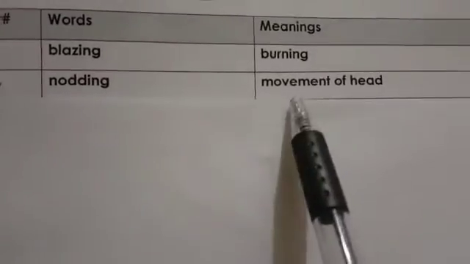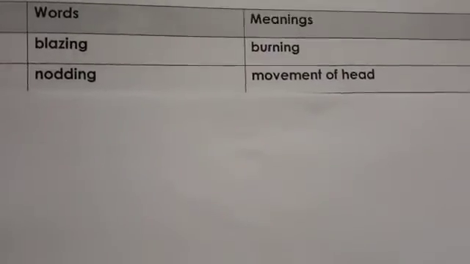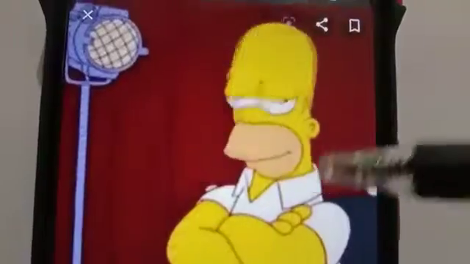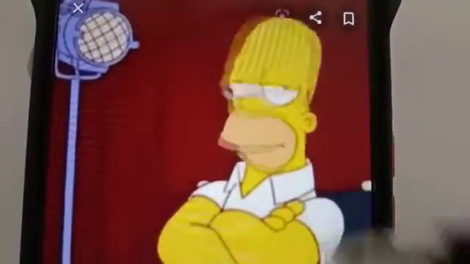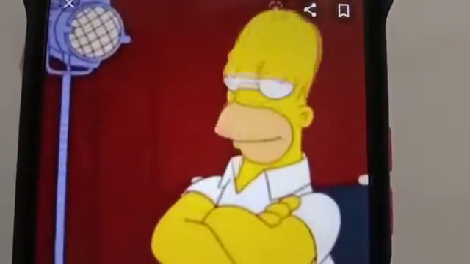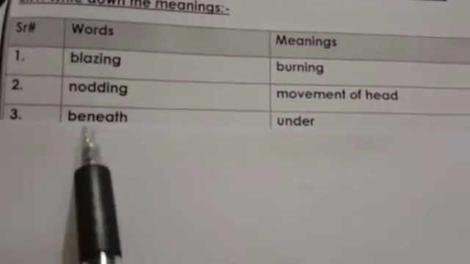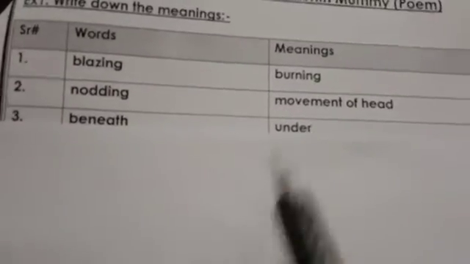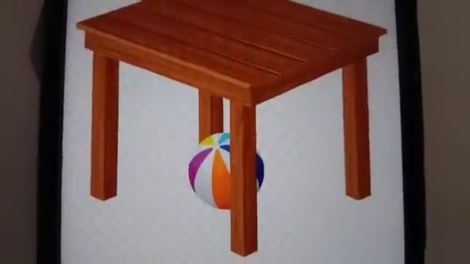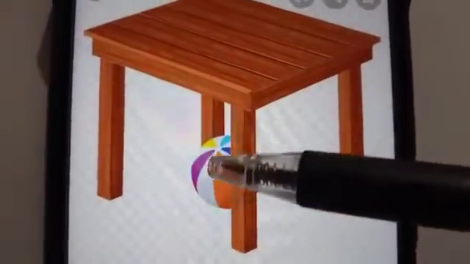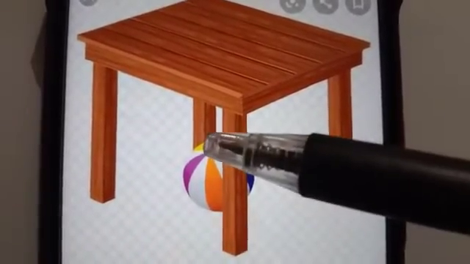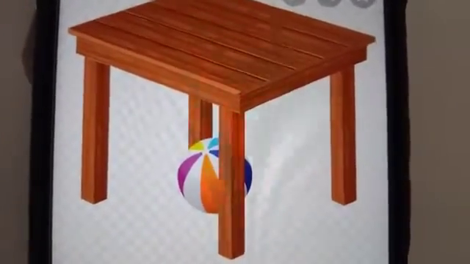Nodding means movement of head. Look here in this picture, it's the movement of head. The man is nodding. Okay. Then you will write down your third word, that is beneath. Beneath is under. Look here in this picture, the ball is beneath the table. Okay, it means the ball is under the table.